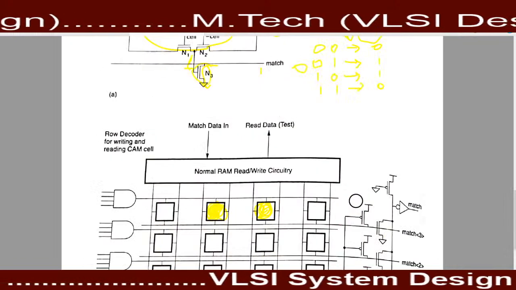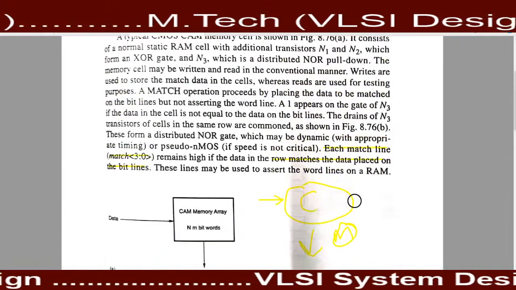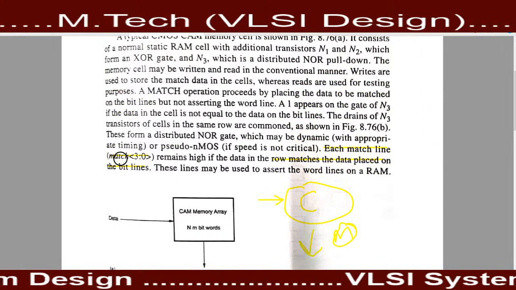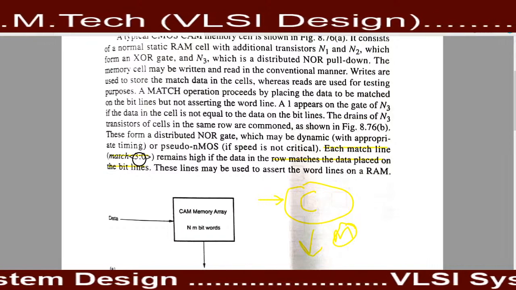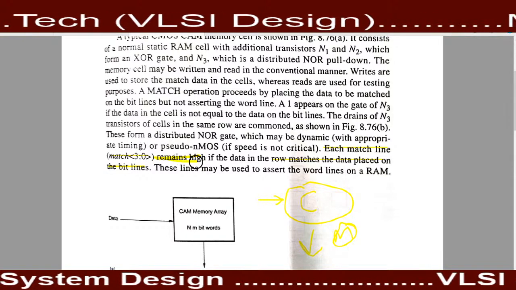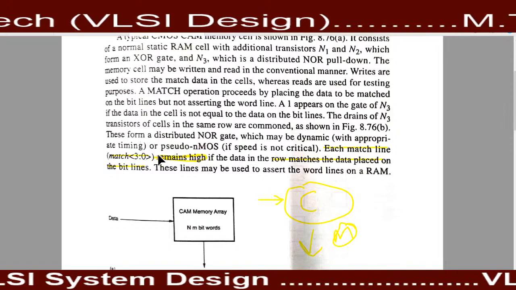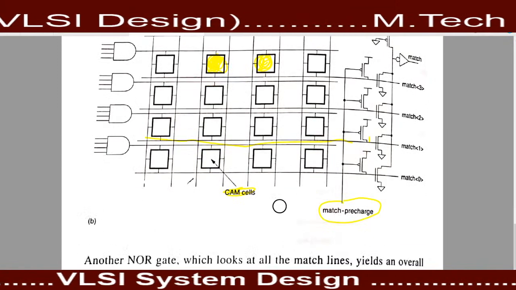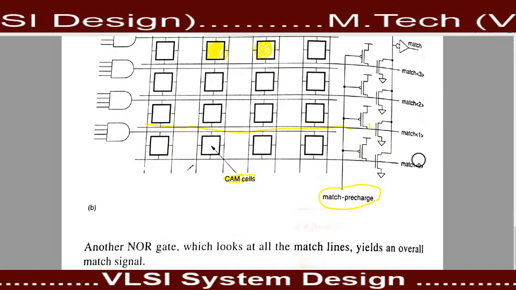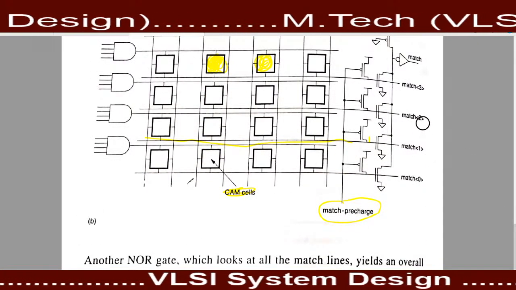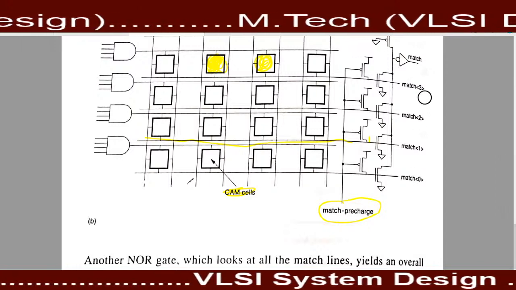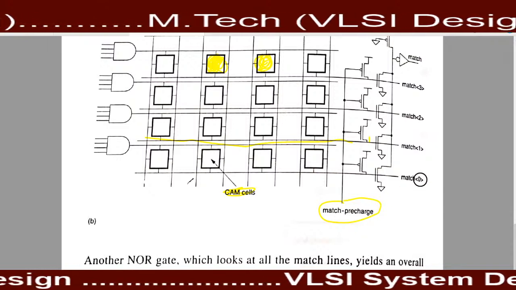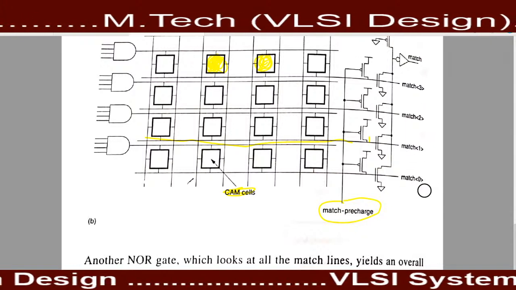So we can say match 0, match 1, match 2, match 3 remain high. If the data is matched, at that time match 0, match 1, match 2, match 3 all will be 1. And if the data is not matched, at that time these M0, M1, M2, M3 will be 0.